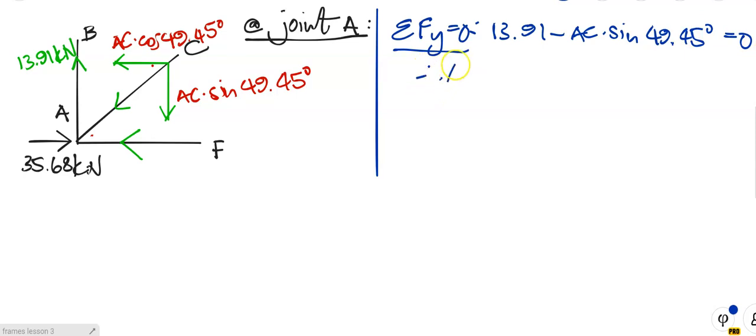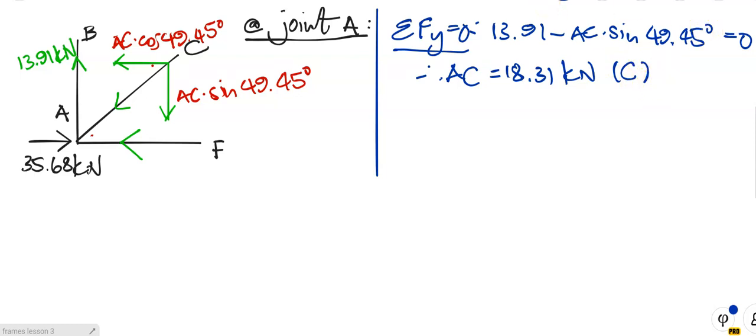Right, therefore I can solve AC, and just don't write it down. Go back and check if you get the same answers as I. And for AC, if I do my calculation, I'm going to get AC to be equal to 18.31 kilonewtons. And because I get a positive answer, it means that my assumption that AC is in compression is in fact correct. Okay, so that one is done.